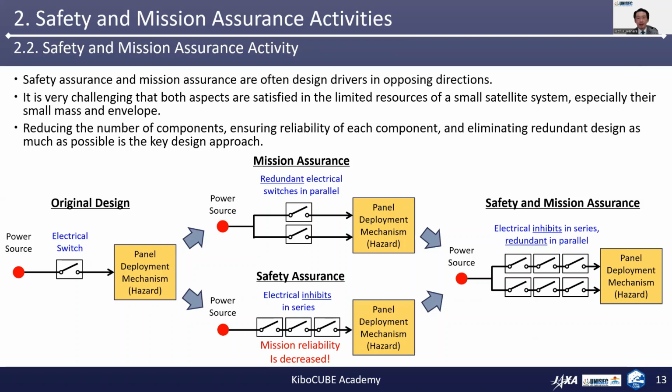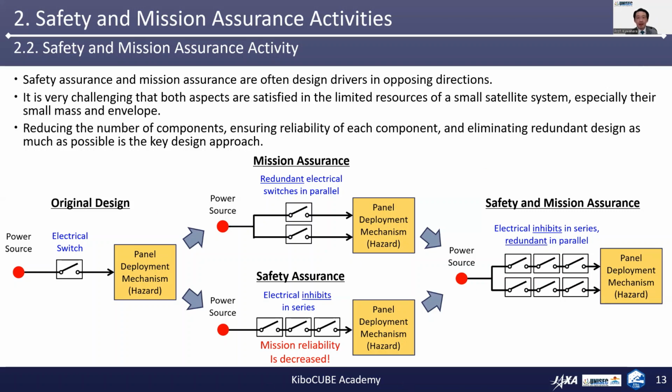Now let's take a look at an example of a safety and mission assurance activity and the influence this has on the satellite system design. So safety assurance and mission assurance are often design drivers of opposite directions. It is very challenging that both aspects are satisfied in the limited resources of the small satellite system, especially considering their small mass and envelope size. Now, please take a look at the figures below.